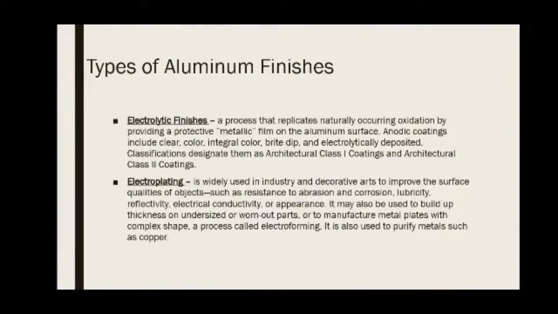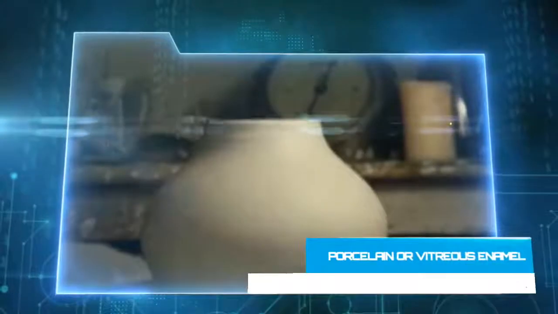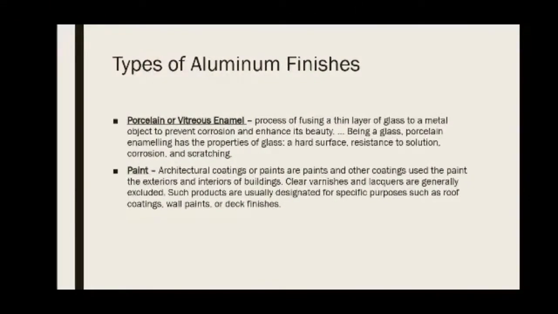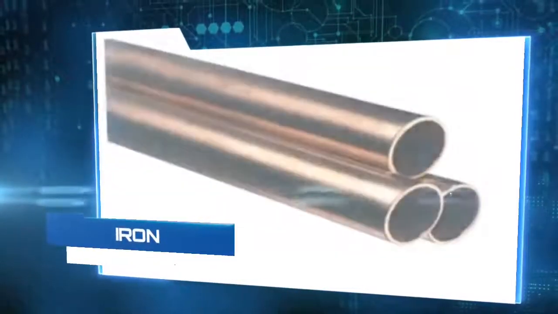Electrolytic finishes. A process that replicates natural occurring oxidation by providing a protective metallic film on the aluminum surface. Electroplating is widely used in industry and decorative arts to improve the surface qualities of objects. Porcelain or vitreous enamel. A process of fusing a thin layer of glass to a metal object to prevent corrosion and enhance its beauty. Paint. Architectural coatings or paints are paints and other coatings used to paint the exterior and interior of buildings.